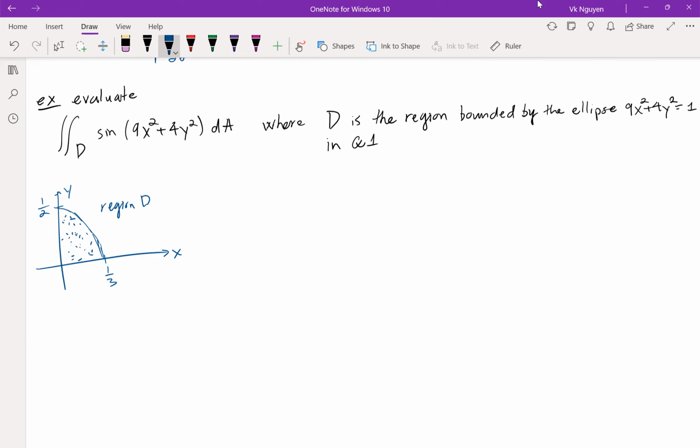Okay. Well, we know that we cannot evaluate the double integral in this region D because there's no way that we can use polar coordinates for an ellipse. You got to use the transformation here. Let u and v be, anybody? Nine x squared looks like it's 3x to the power 2, right? So you can let u be 3x and v be 2y here.